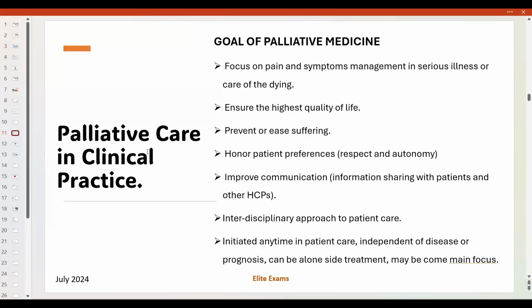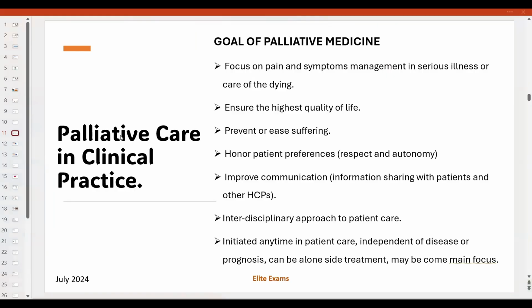It's also important for us to have the right communication skills for these patients, or even when speaking to other healthcare professionals. It's important for us to also remember that palliative care is a multidisciplinary approach. So holistic care is very important in managing palliative medicine.